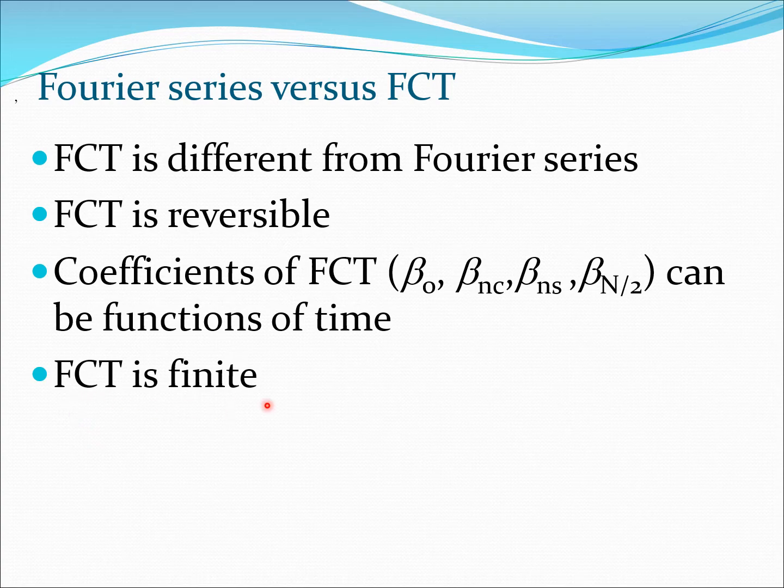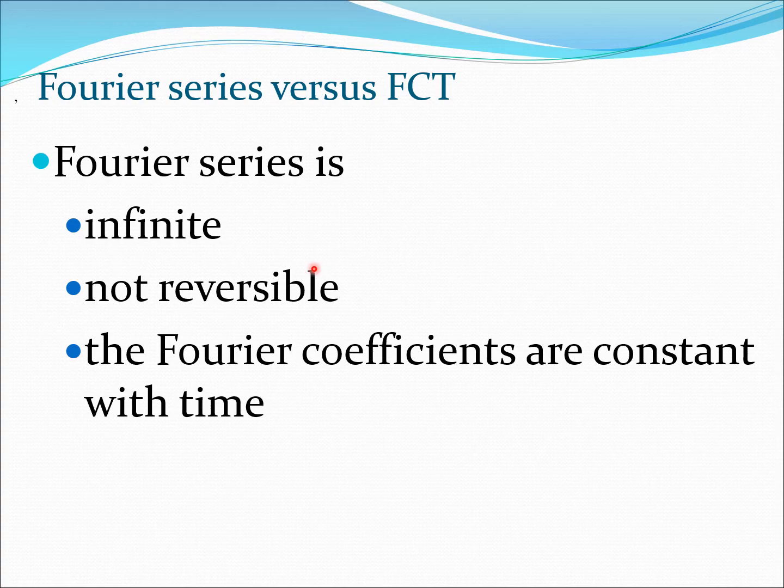Also, we saw that FCT is finite because it's a one-to-one transformation between the rotating system and the fixed system. So you naturally have a fixed number of blades, so you have a fixed number of betas in the rotating system, beta 1, beta 2, beta 3, beta 4, beta 5, and so on. So correspondingly you would have the same number of coordinates in the fixed system. Fourier series we have seen is infinite, it goes on and on, it's not reversible, and also the Fourier coefficients in a typical Fourier series are constants with respect to time. The time is typically present in the sine and cosine components.